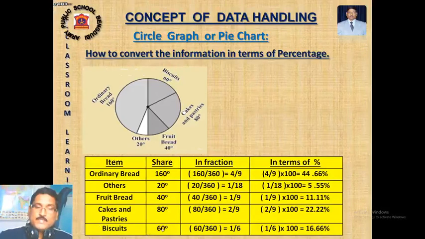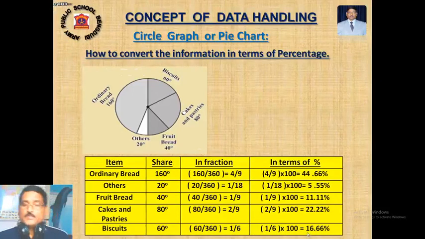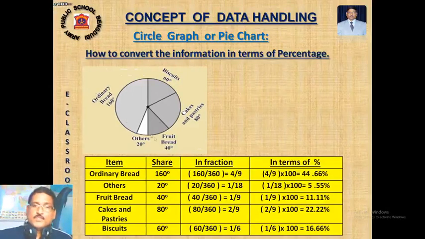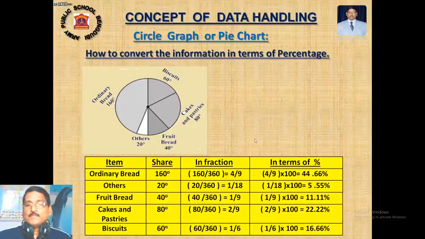22.22%. Biscuit 60 degree, 60 degree means 60 upon 360. Cancelling, I am getting 1 by 6, 1 by 6 multiplied by 100, it is coming 16.66%. Now, I have converted this information. Now, what we will do, same type of pie chart we have to draw here, and we just convert the information which was given in degree to percent.